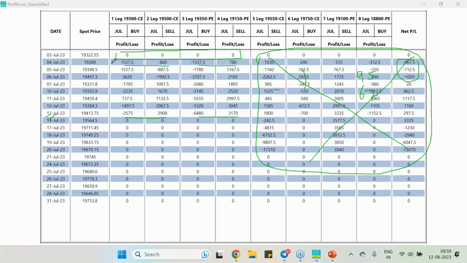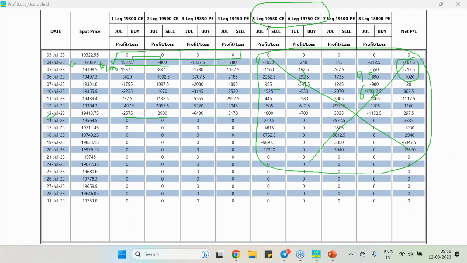The moment the call spread enters a profit, the adjustment required for the call spread should be done, because the call spread adjustment happens with the 19,550 and 750 call spread. You are not doing any adjustment on the put spread, only on the call spread. Say on 4th July, when the call spread has gone to a plus 700 rupees profit, you do the adjustment.